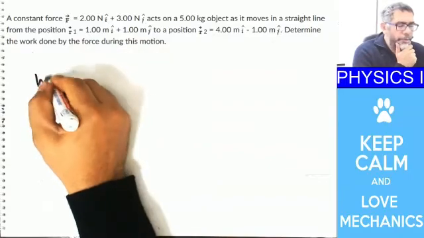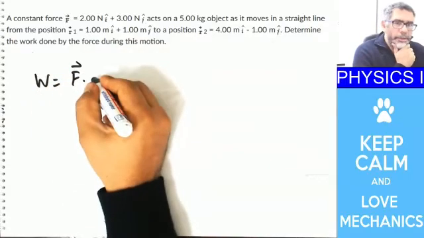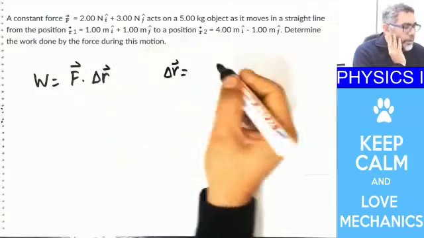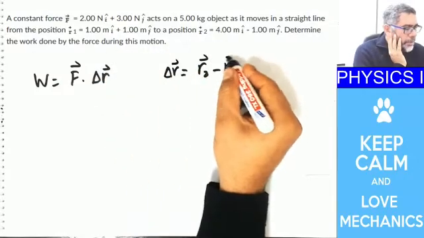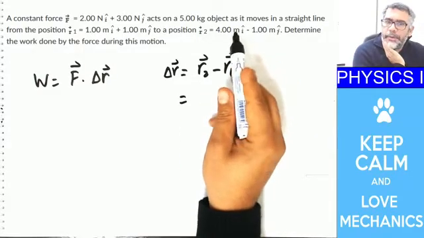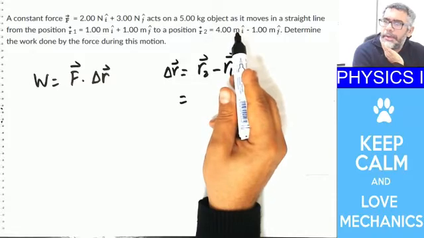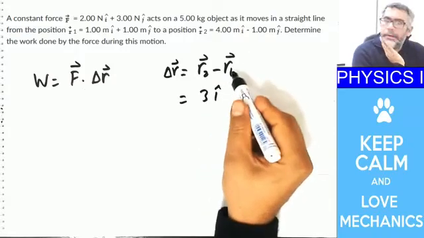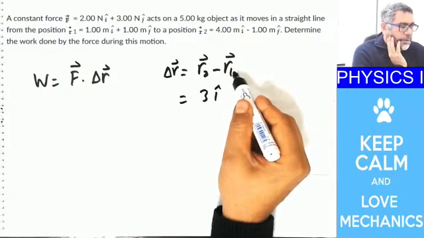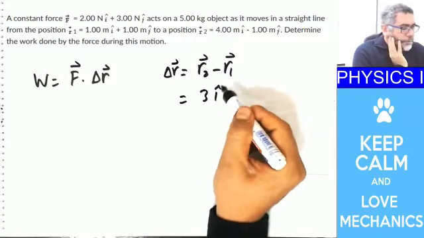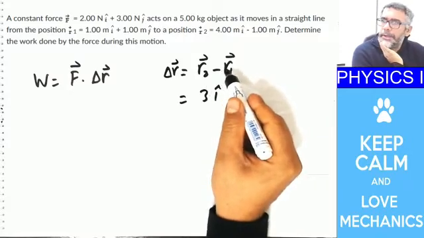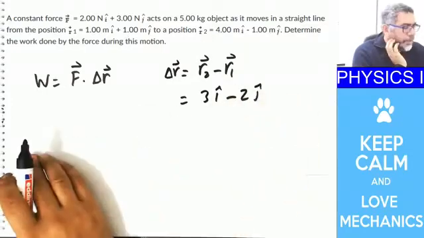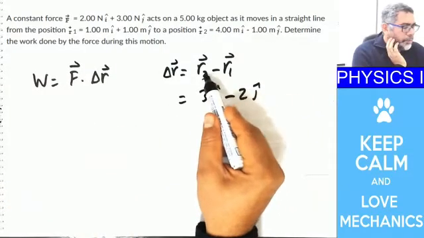Well, we know the work done by the force is the force vector dot product with the displacement vector. The displacement vector you can easily calculate with the given values: the last position minus the initial position. The last position is R2, and the x component is 4. Subtract 1 from this 4, it is going to be 3i. And minus R1, the y component of R2 is minus 1 minus the y component of R1, which is 1, so minus 2j. If you subtract R1 from R2, you get this.